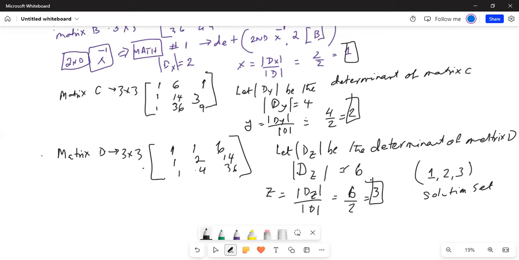Okay, so in a prior presentation, I showed you how to use the inverse matrix to calculate the results. Here I showed you how to use the Cramer rule to solve the system of equations. You can use any of these two methods to solve the system of equations, either the inverse matrix or the Cramer rule.